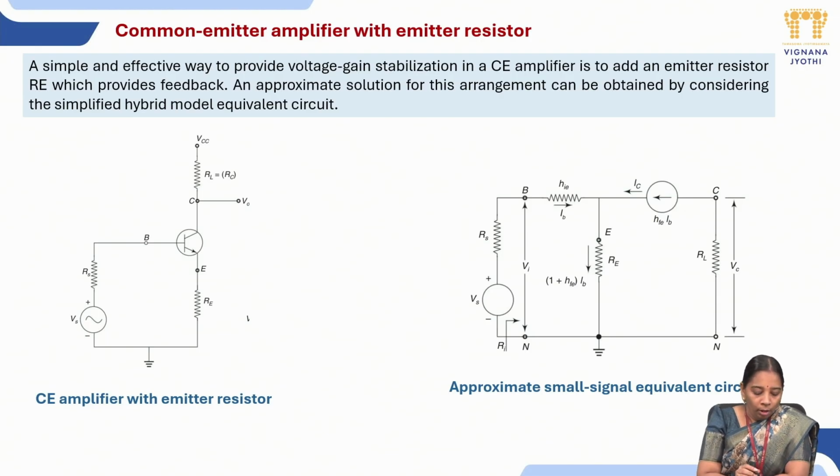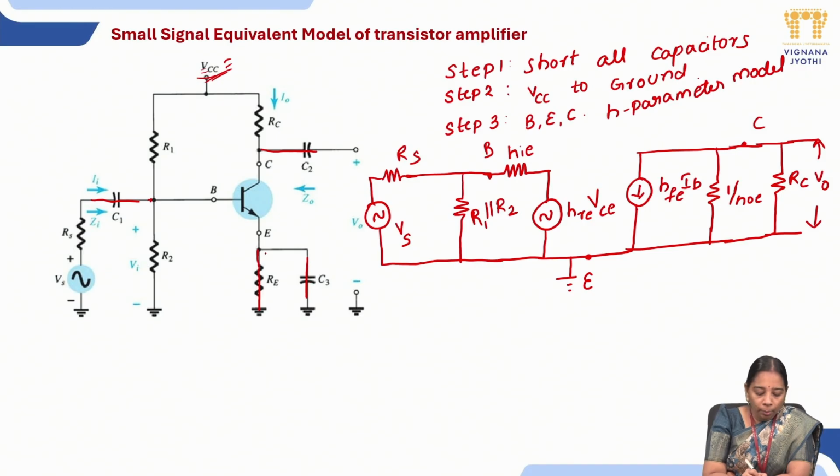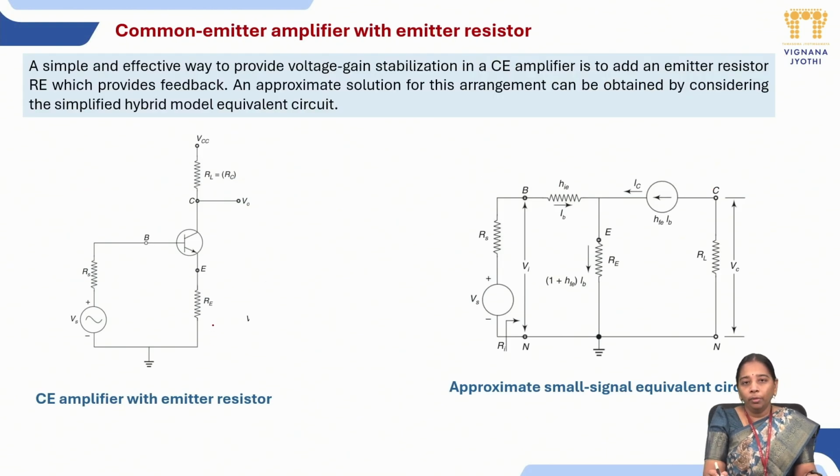Next, coming with the common emitter amplifier with emitter resistor. Till now we have discussed without the bypass capacitor, meaning we eliminated this RE for all of our analysis. But now we will be considering this RE also, and we will go with the approximate analysis. So now again we will try to convert this model into the approximate model initially. First, here we have already eliminated the capacitors as we have short circuited them. Next, in step 2, VCC should be connected to the ground terminal.